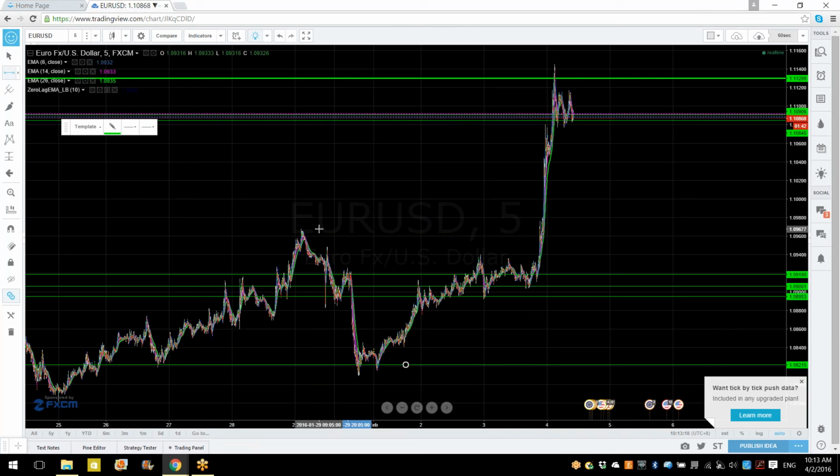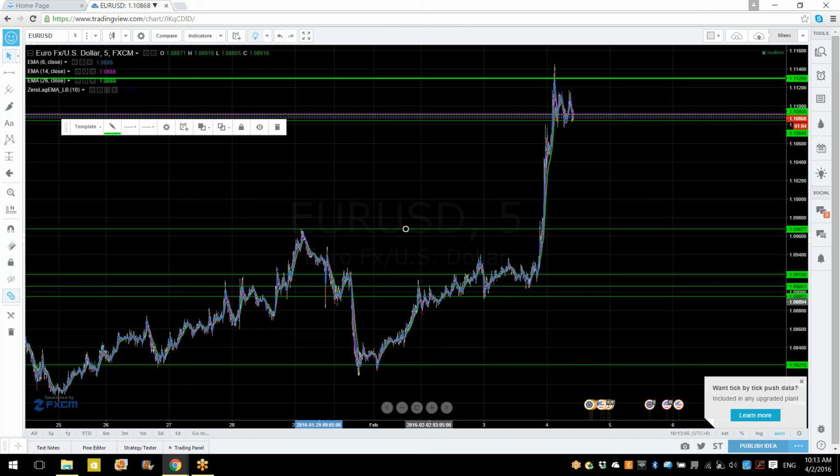So this price tried to go all the way down here, but it could not go. It came back up and started going back up. So that is a support. And this was trying to break here and it could not break. So this is a resistance line.